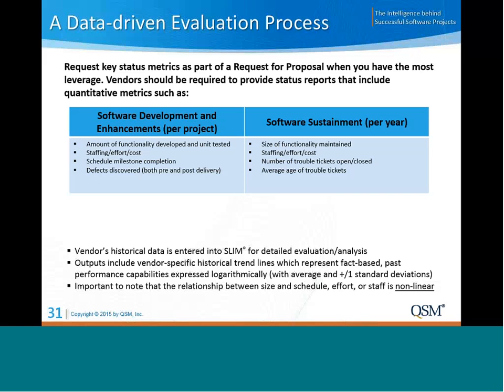Milestone completion and defects discovered, both pre and post delivery. For software sustainment, we're looking at the size of the functionality maintained, staffing levels applied, and then here you're looking at number of trouble tickets opened and closed, as well as the average age of trouble tickets. Now, if it's a portfolio of projects, it may be a combination of sustainment and enhancements. So we would look for data in both areas.